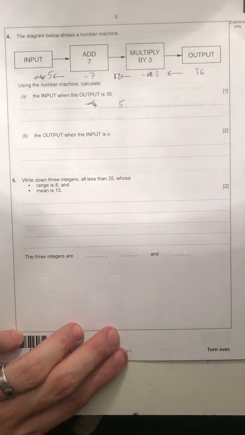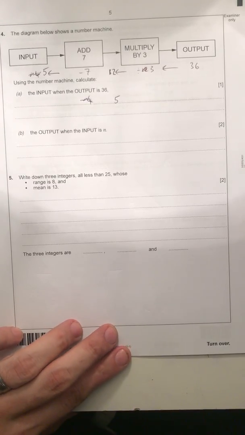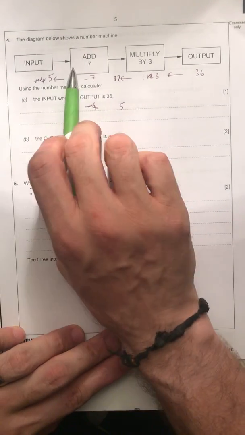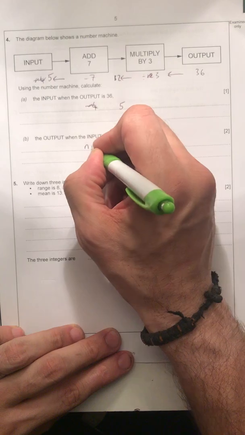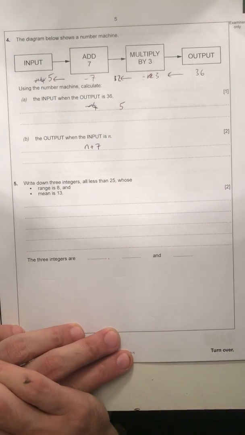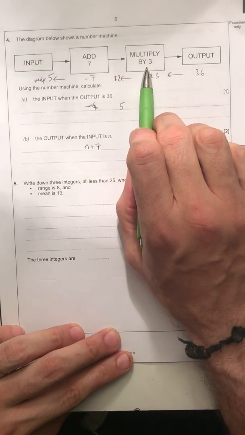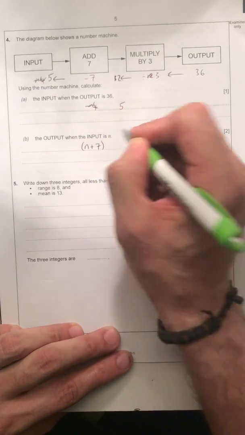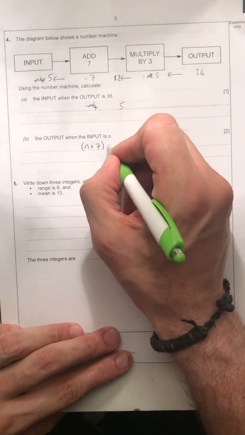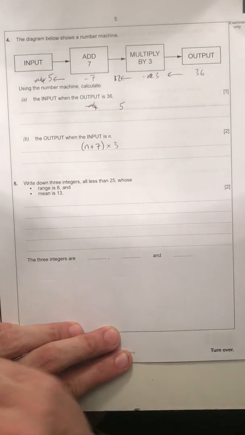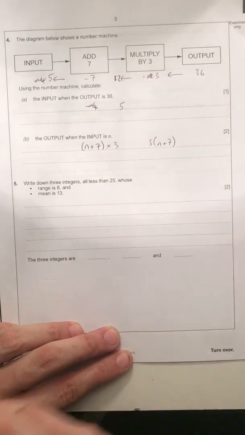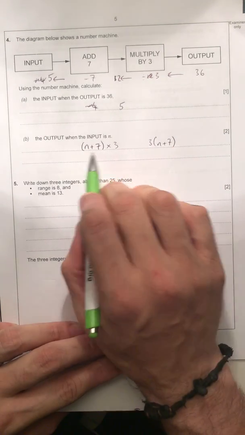Okay, part B, the output when the input is n. So if I'm putting n in, I add 7. That's going to give me n plus 7. That's going to get me 1 mark. Then I've got to multiply by 3. If I'm multiplying all of this by 3, I need a set of brackets around it. And you can either write it like that, times by 3, or if you want to tidy it up, you could write it as 3 bracket n plus 7. But either would be okay, but you need the brackets in.